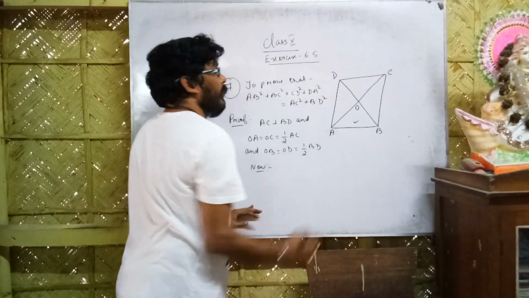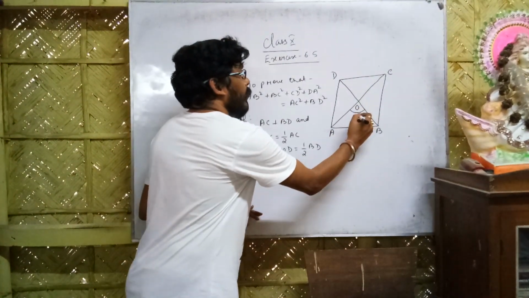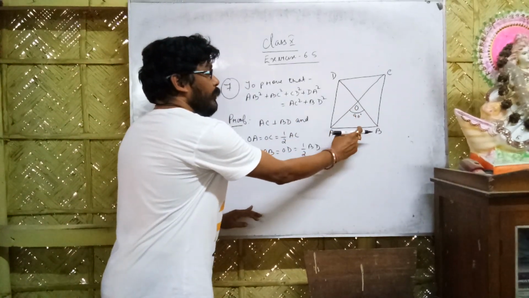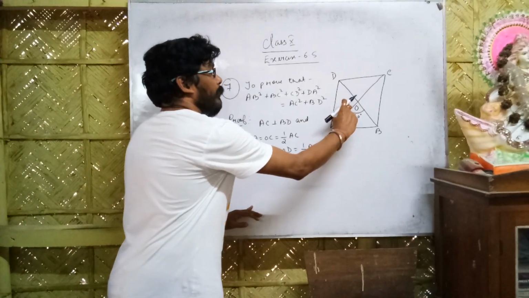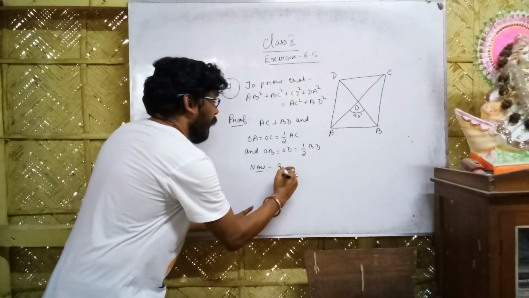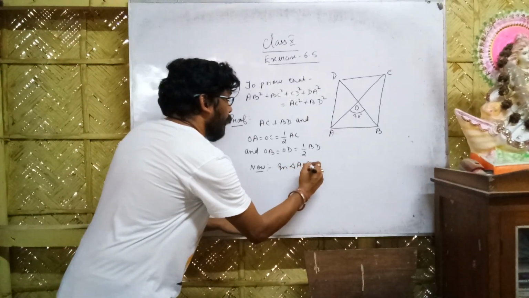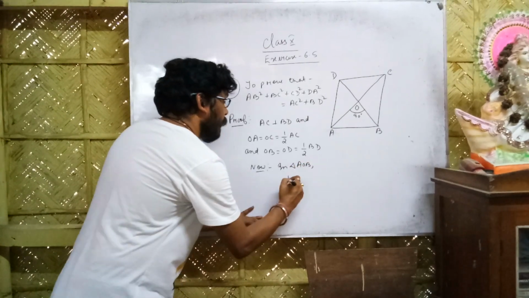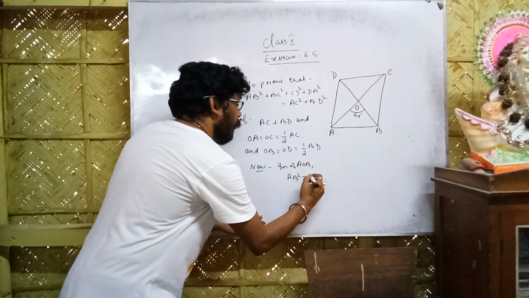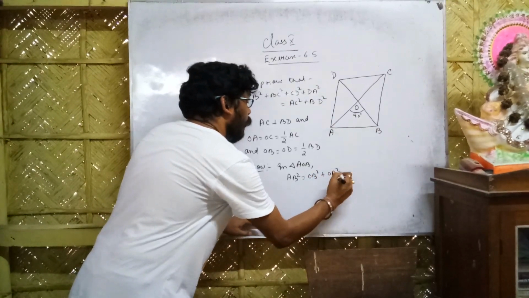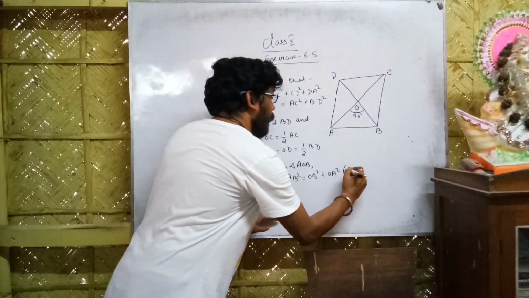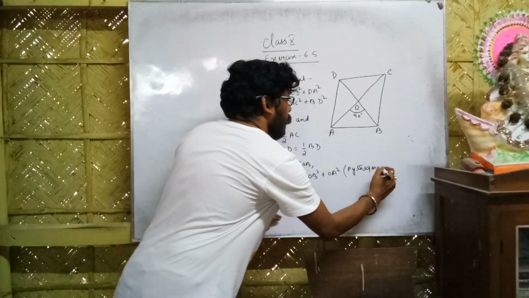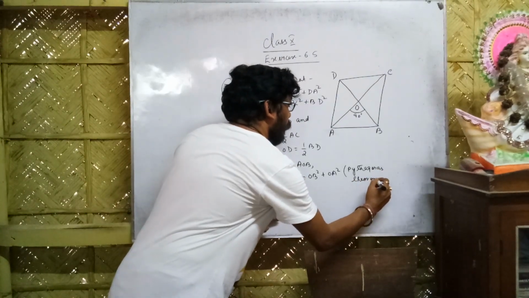Start with this triangle AOB. This angle is how much? 90 degrees, since we have just written AC perpendicular to BD. The side opposite the 90 degree angle is the hypotenuse, so hypotenuse square equals perpendicular square plus base square. So in triangle AOB, what can you write? AB square equal to OB square plus OA square, by the Pythagoras theorem. This one you give as equation 1.